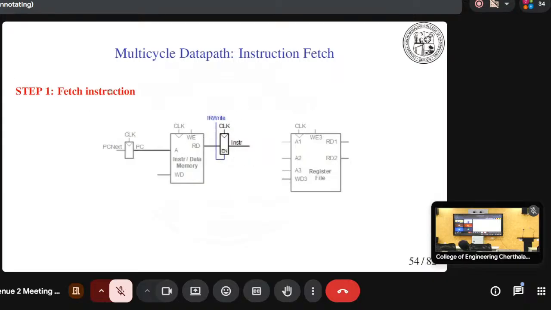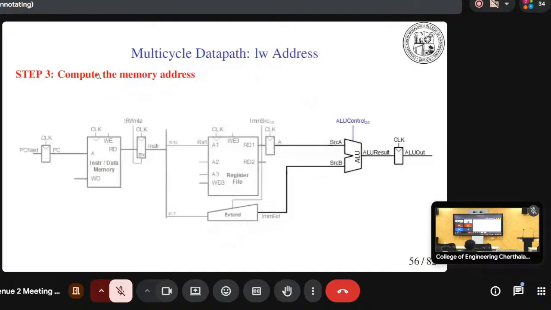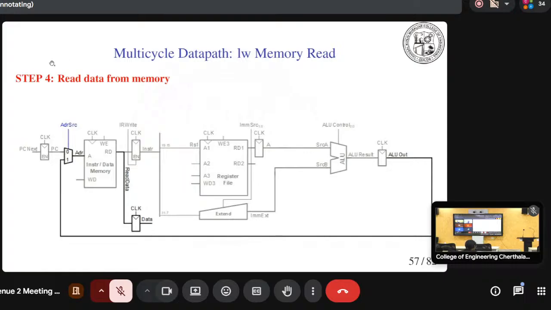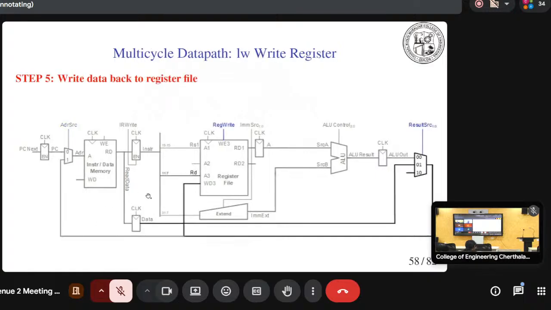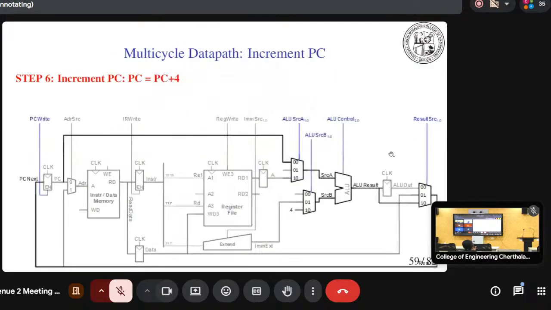So in the state of fetch instruction, we have a buffer. The third one is computing the memory address, so the output of the ALU has a buffer. And for read data, again we have a buffer here. For writing back, we use a mux. So the only basic difference is that we are now combining the instruction and data memory and also using buffers.